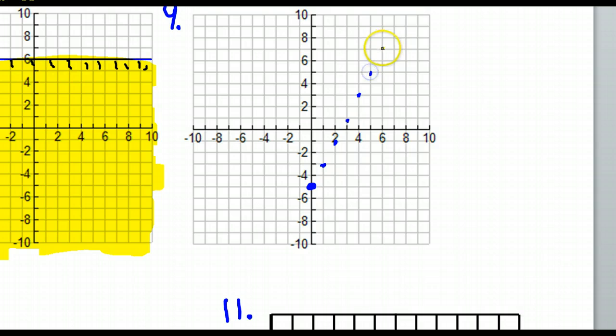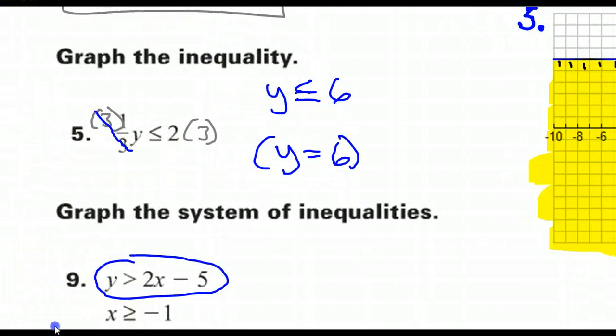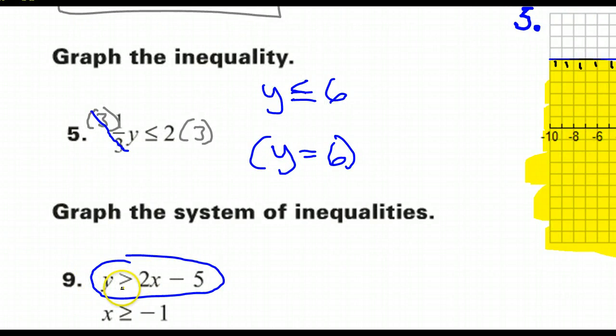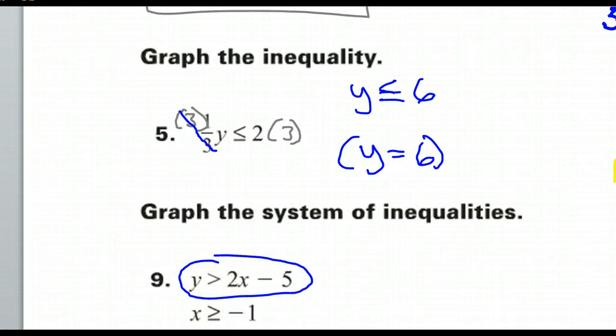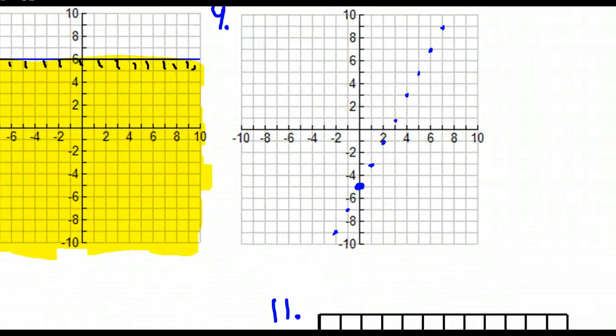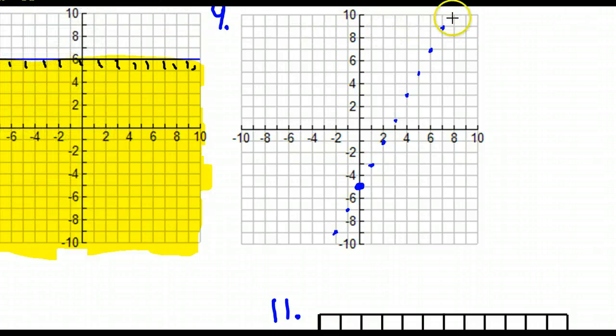Up 2 over 1, over and over again. And I can repeat like this, going down 2, back 1. So I'm going to go ahead and draw this line. Now, notice that this is not or equal to, so this should be a dotted line. And notice that it's greater than, by the way. So this should be a dotted line, so make sure you show a dotted line for it.